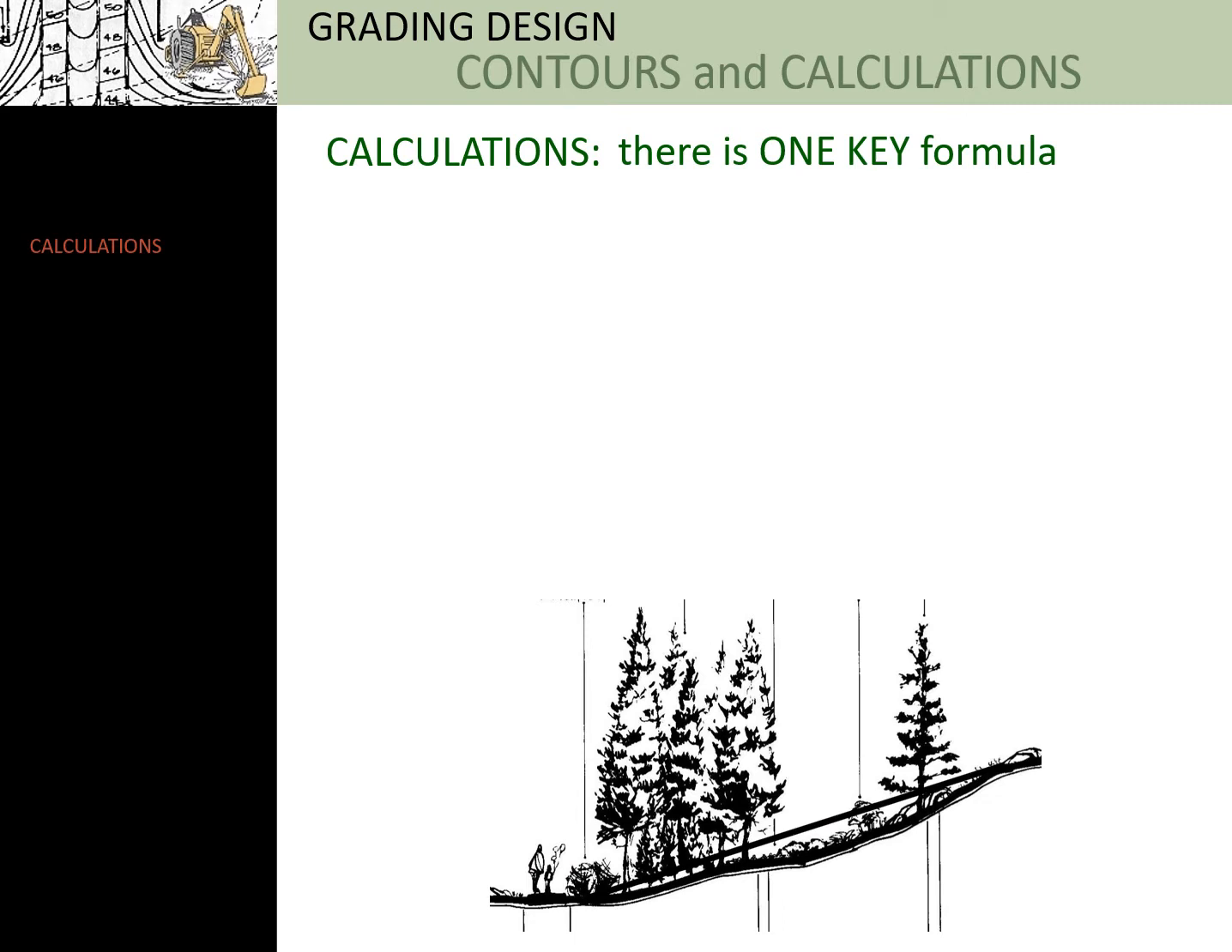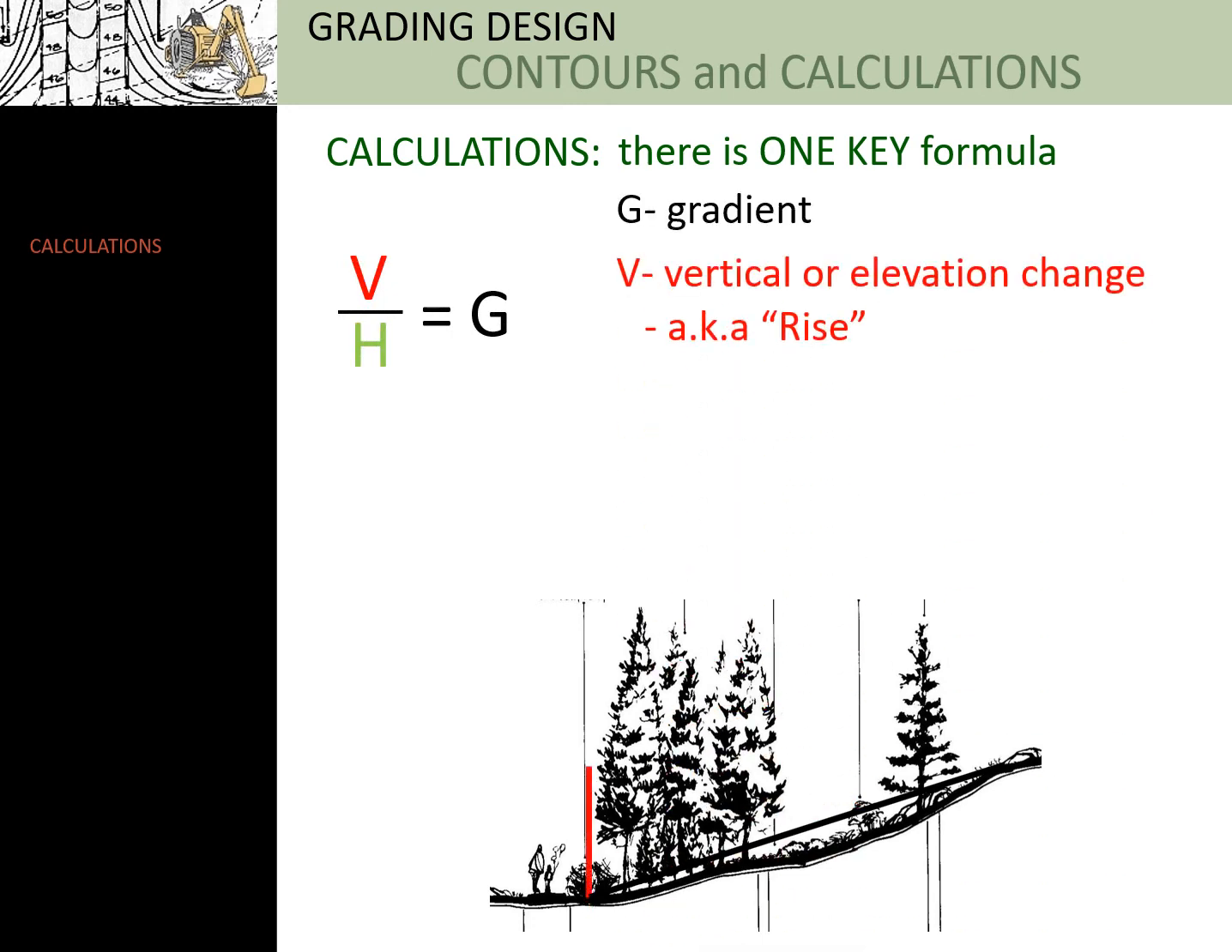So there's really only one key formula. G equals V over H. G stands for gradient. V, as shown by the red line in the section below, stands for vertical or elevation change, aka rise. H, as shown by the green line in the section below, stands for horizontal distance, aka run.